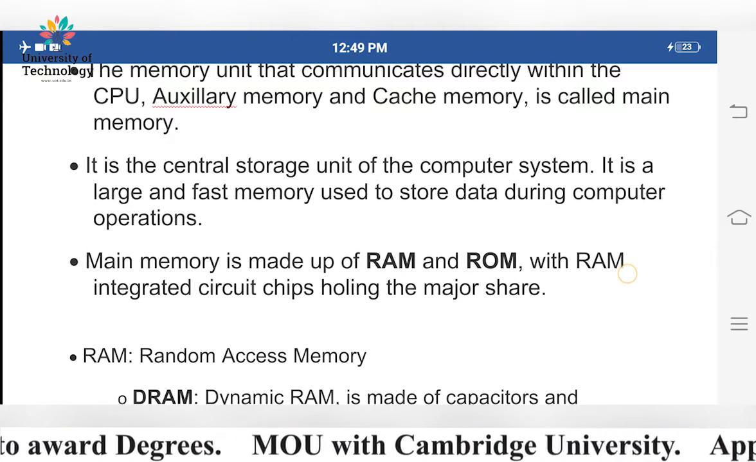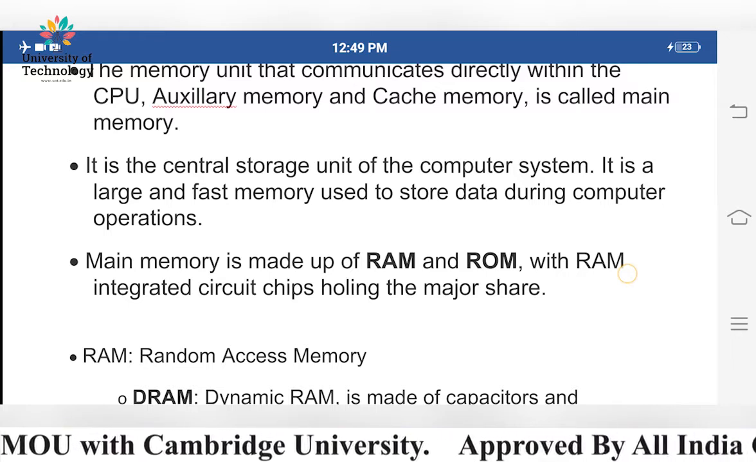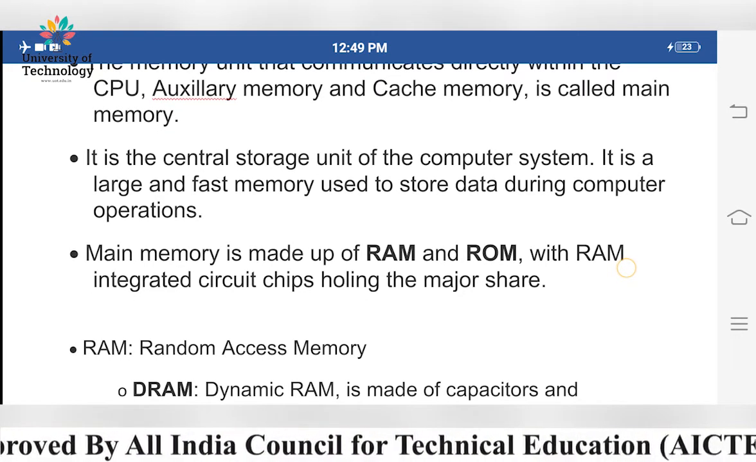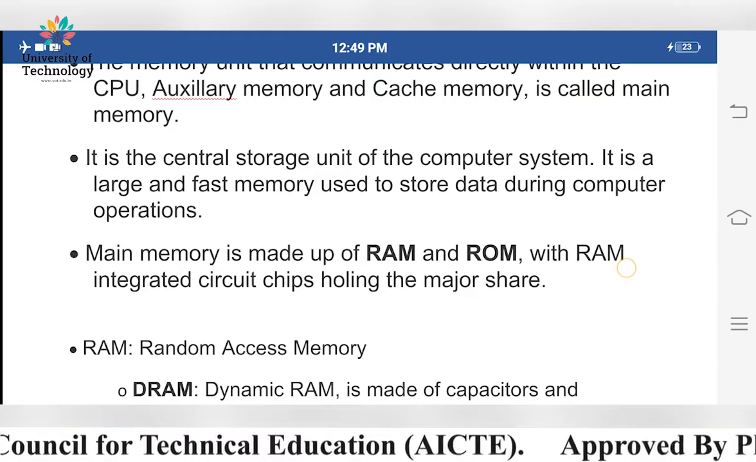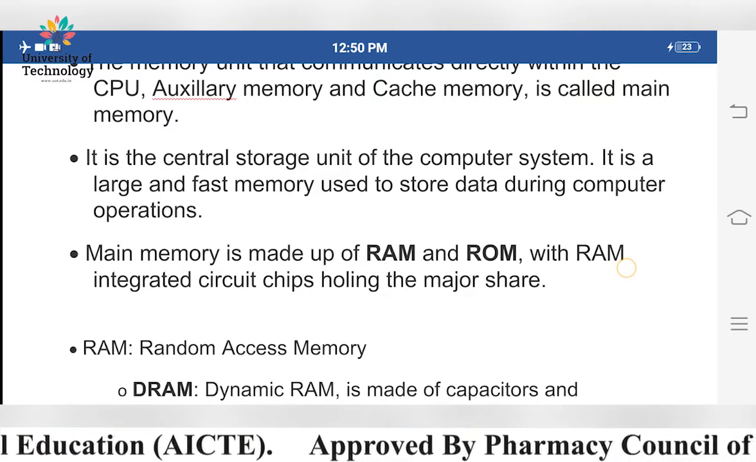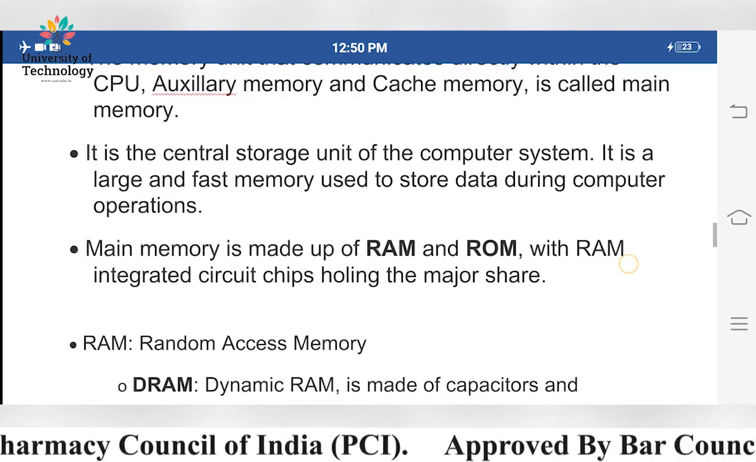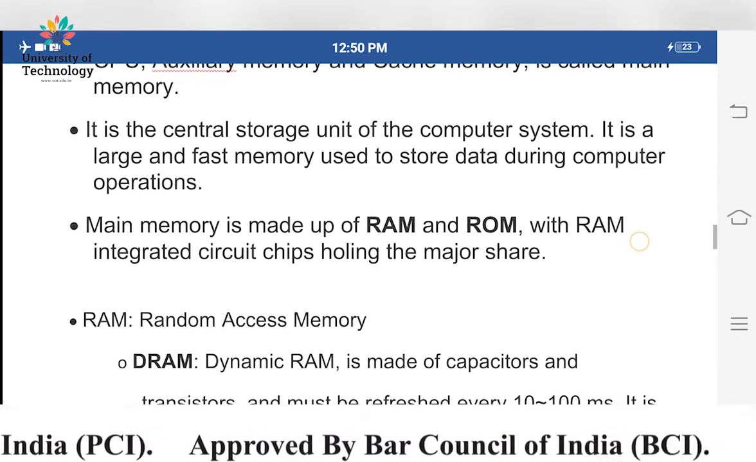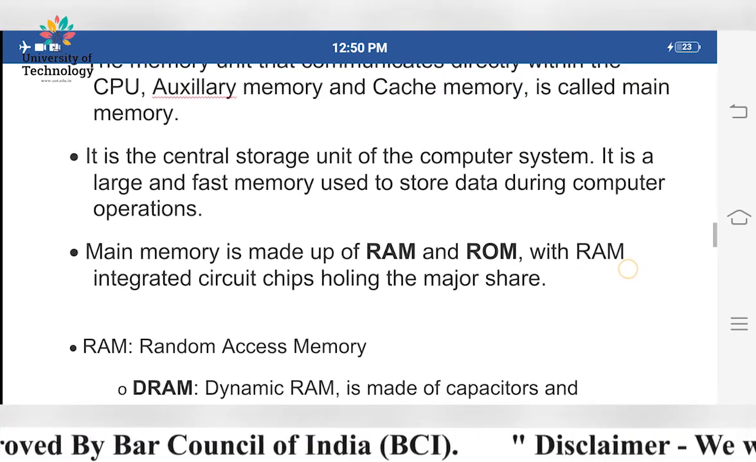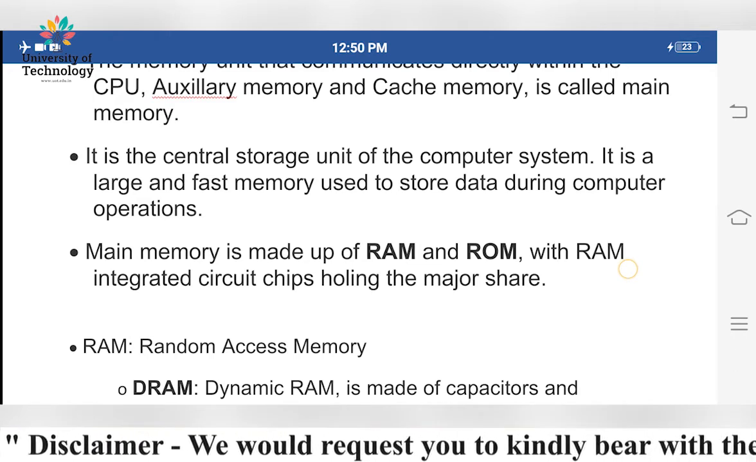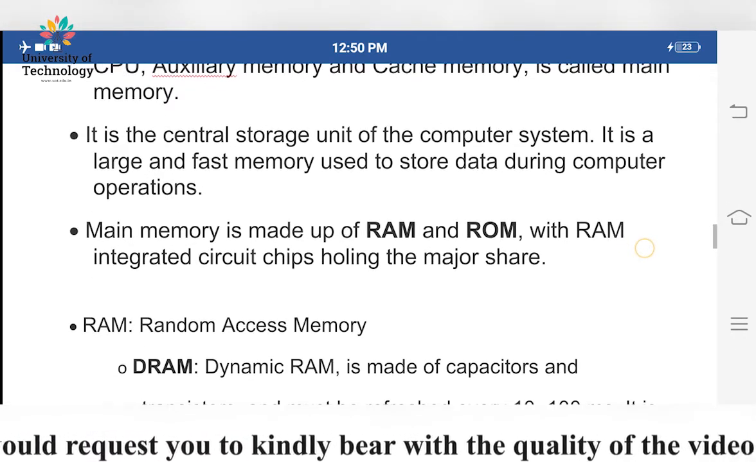Now, it is a very large and fast memory. Since it has direct access to the CPU, you can say it is large, and you can also say it is fast, to store the data during computer operation. While the computer operations are going on, it has the capacity to store the data very fast, and the size is also very large, right?